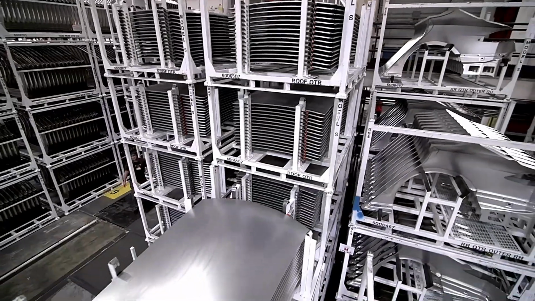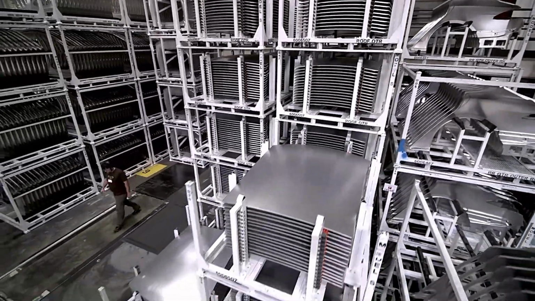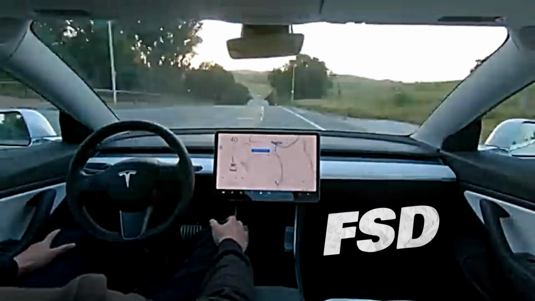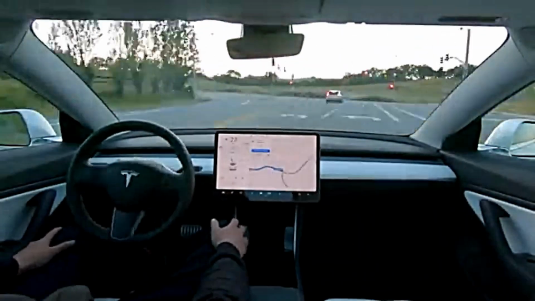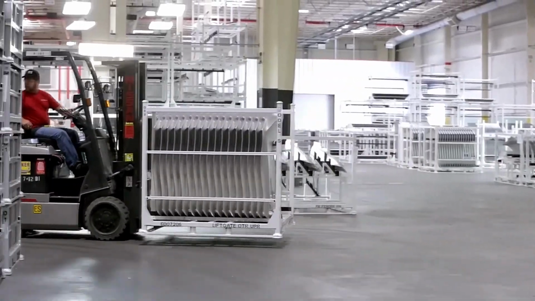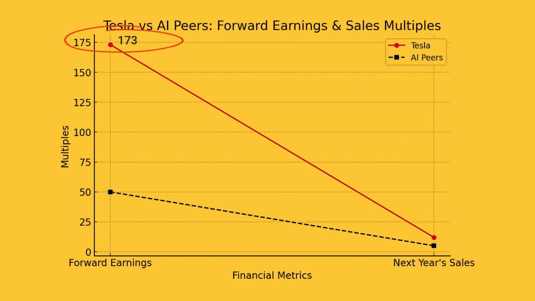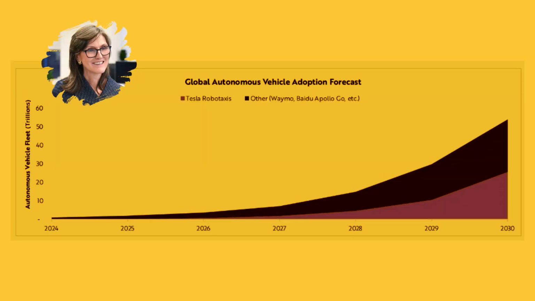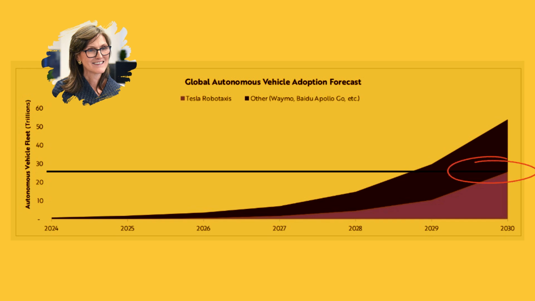He expects the Trump administration to fast-track full self-driving, FSD, paving the way for the company's robotaxi agenda. After the recent run-up, Tesla is expensive relative to its AI peers, with the stock selling for 173x forward earnings and 12x next year's sales. That said, Cathie Wood's ARK Invest estimates the robotaxi market could be worth as much as $28 trillion over the next decade.